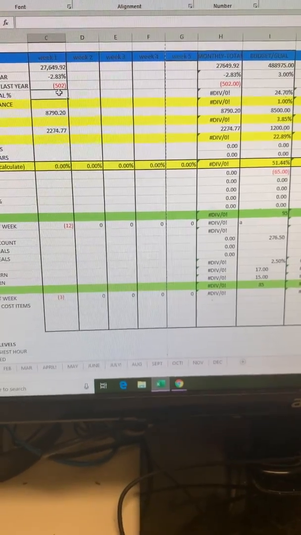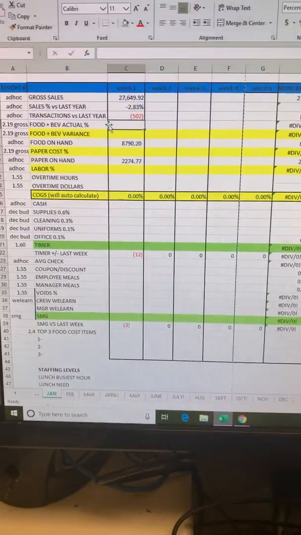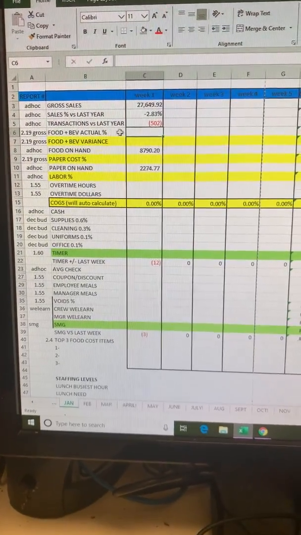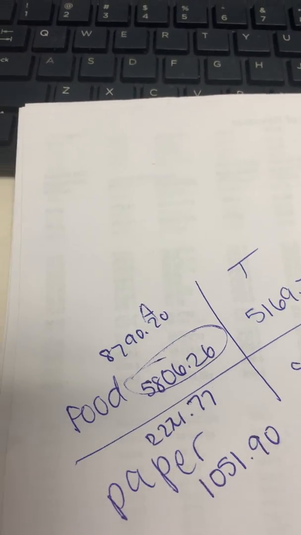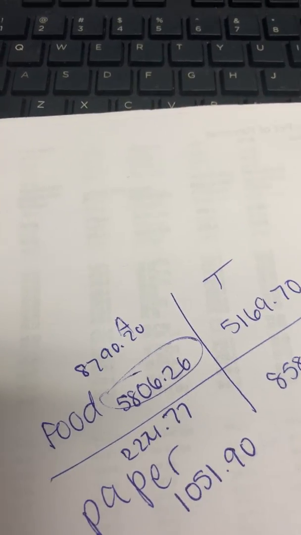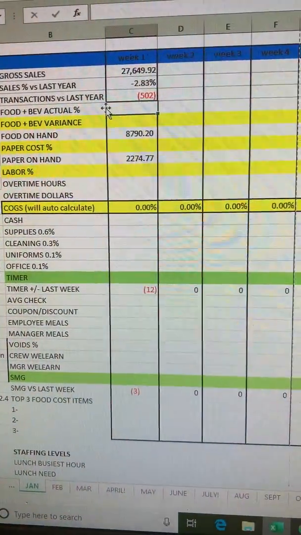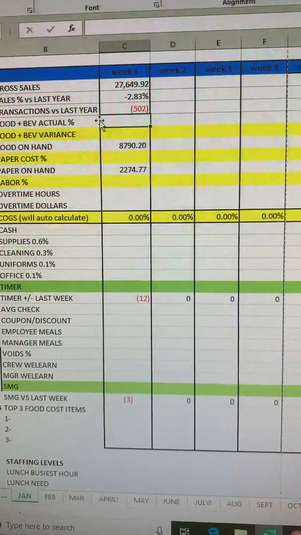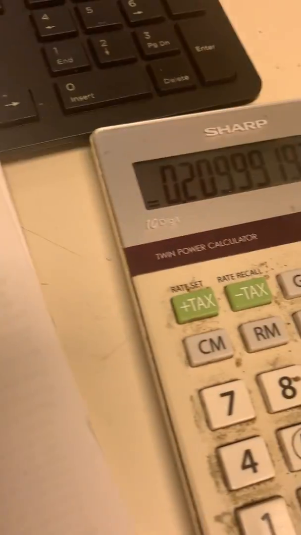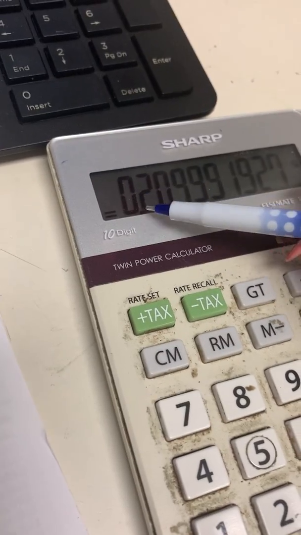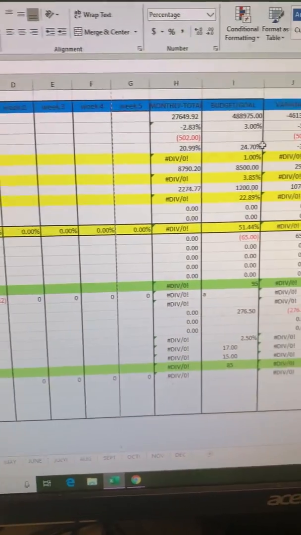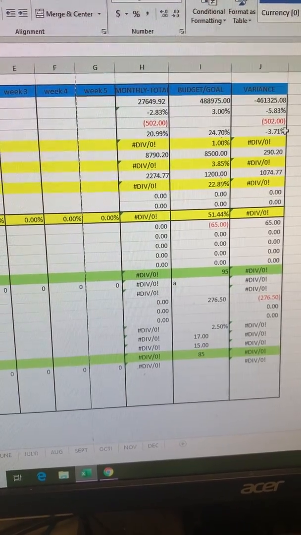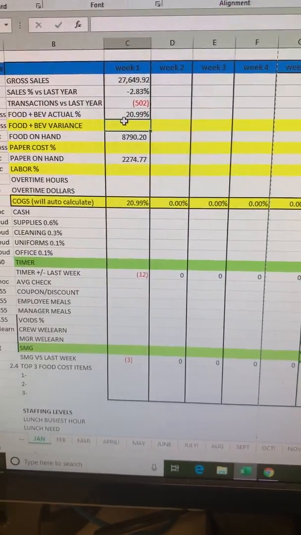Then your food. To find out your food and beverage actual, that's like a Wendy's thing. It's just our food percentage. You are going to take your actual number, which was my 5806.26, and you divide this by your adjusted gross. Okay, and that's how you get your food. So obviously to do a percent, you move the decimal over 2 places. So my food was 20.99. Now obviously, if you can see, my budget was a 24.7, so it's gonna show me that I'm that much underneath my budget.